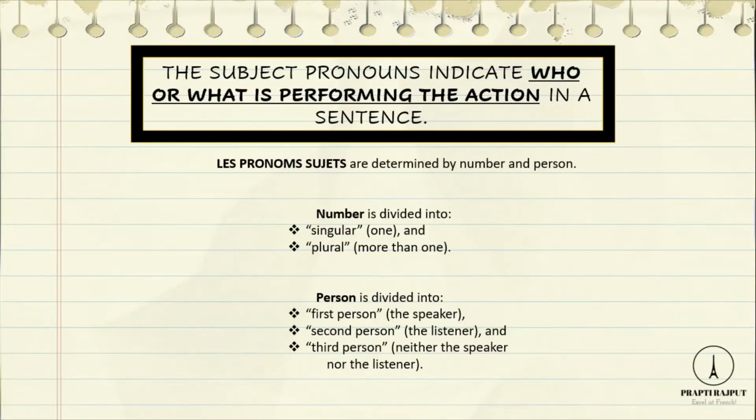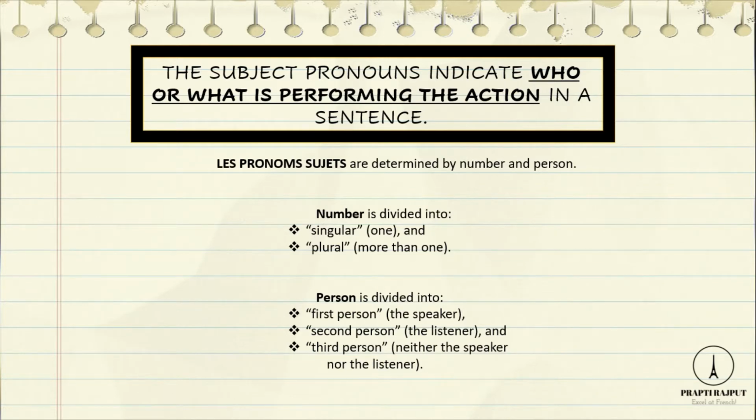Let's first know what subject pronouns are. The subject pronouns are the pronouns which indicate who or what is performing the action in a particular sentence. Les pronoms sujets in French are determined by number and person. What do I mean by this? Number is divided into two categories, singular and plural, whereas person is divided into three categories, which is first person, second person and third person.